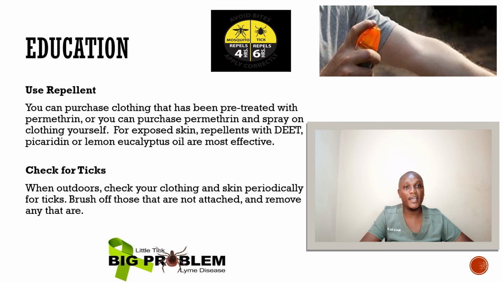The other thing is use of repellents. You can purchase clothing that can be pre-treated with permethrin, or you can purchase permethrin itself and spray on clothing yourself. For exposed skin, repellents with DEET, picaridin, and lemon eucalyptus oil are most effective. You use repellents to avoid these tick bites. Check for the ticks. You need to do a continuous inspection of your clothes and skin periodically for the ticks. Brush off those that are not attached and remove any that are attached to the skin.